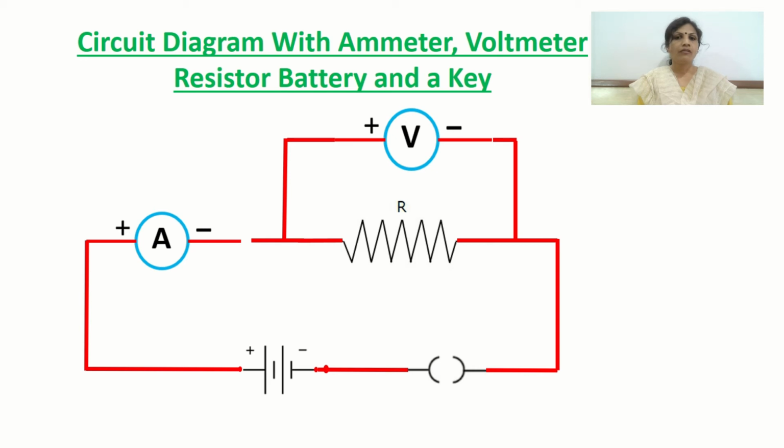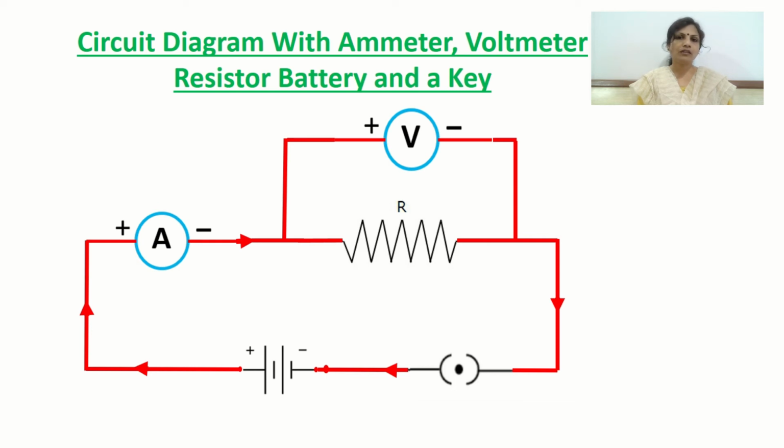Then we have to show the direction of flow of electric current. I told you that we will always show the direction of flow of electric current from the positive terminal of the battery to the negative terminal of the battery. And the electric current will flow through the circuit only if the plug key is on. So this is how you will draw the circuit diagram.